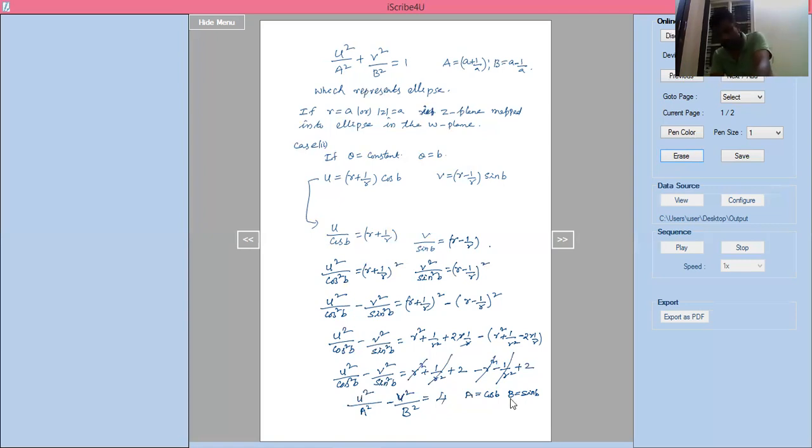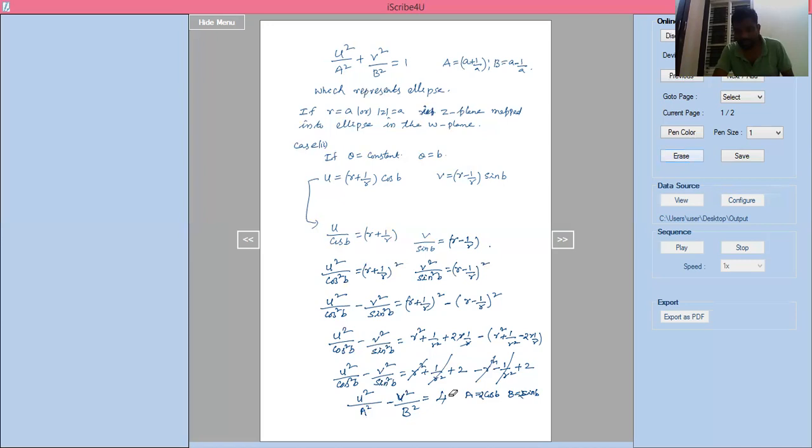Now, what does it represent? Usually it is in the form of x square by a square plus y square by b square. This 4 I will also write as 1. Here a square is there. If you take this to the other side, I will write a equal to 2 cos b, b equal to 2 sin b. In this step, instead of 4, I will write 1.